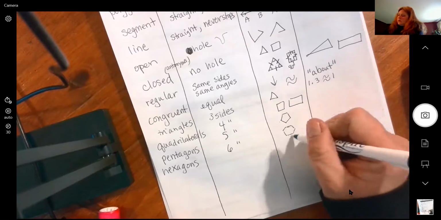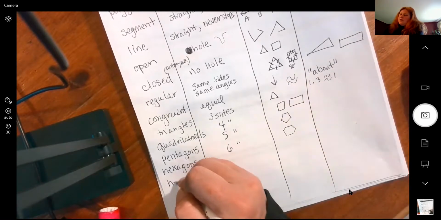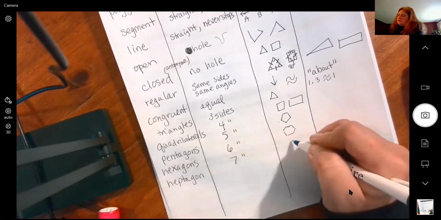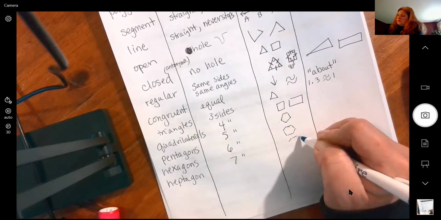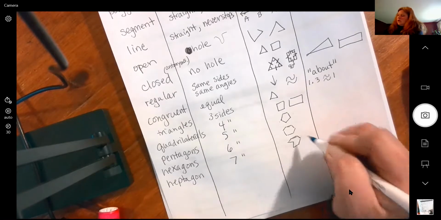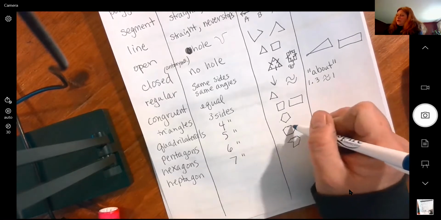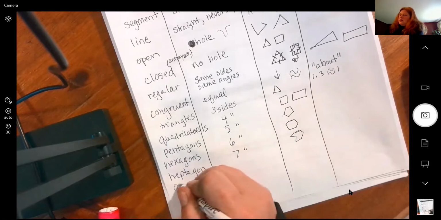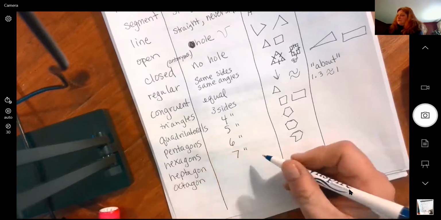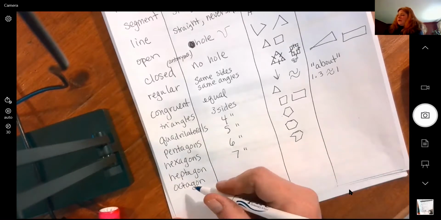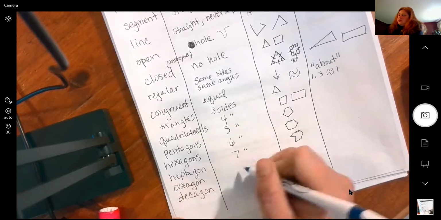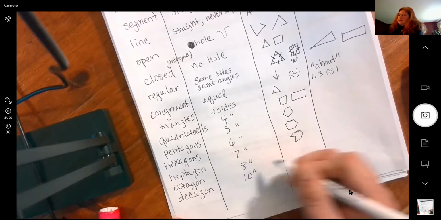I know these are supposed to look like they're closed. Heptagon, which is 7. Open or closed, I mean regular or irregular, have to be closed. And then octagon. There's also a decagon. So 8 sides and 10 sides.